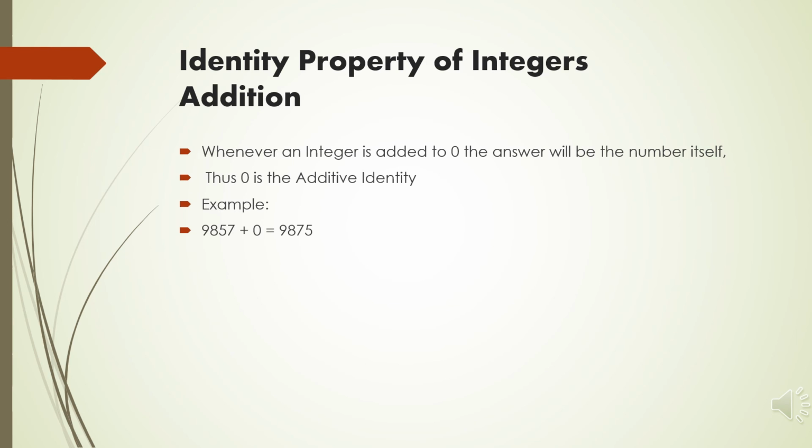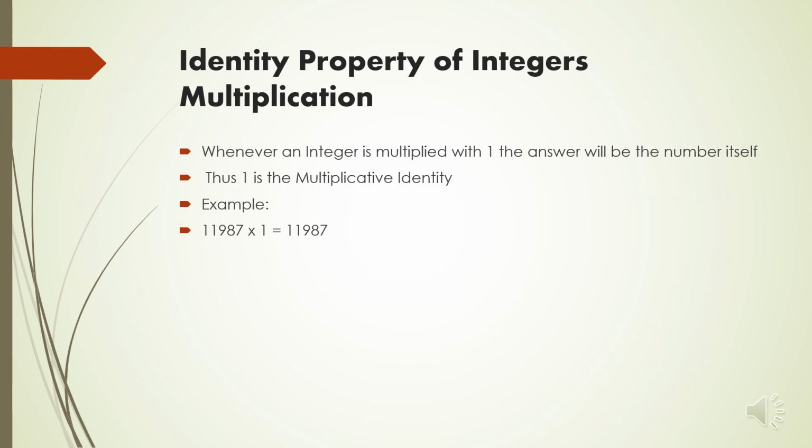Now we will discuss the identity property of integers. Under addition, whenever an integer is added to 0, the answer will be the number itself. Thus 0 is the additive identity. Example, 9857 plus 0 is 9857. Now we will discuss the identity property of integers under multiplication. Whenever an integer is multiplied by 1, the answer will be the number itself. Thus, 1 is the multiplicative identity. Example, 11,987 into 1 will always be equal to 11,987.